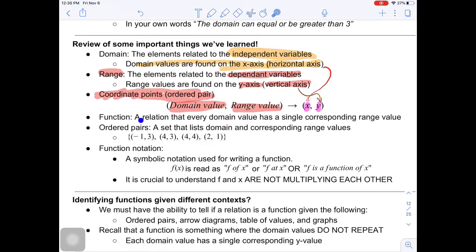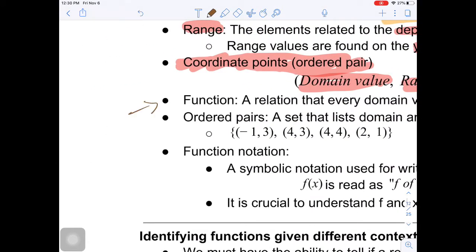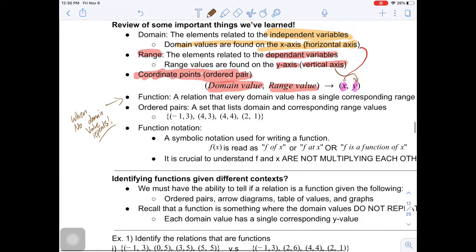We've talked about a function. This is a relation where every domain value has a single corresponding range value. Another way to state it is something is a function when no domain value repeats. That's the easiest way to think about it. We've talked about ordered pairs. It's a set that lists domain and corresponding range values. So here's my domain, here's my range. Here's my domain point, here's my range point.